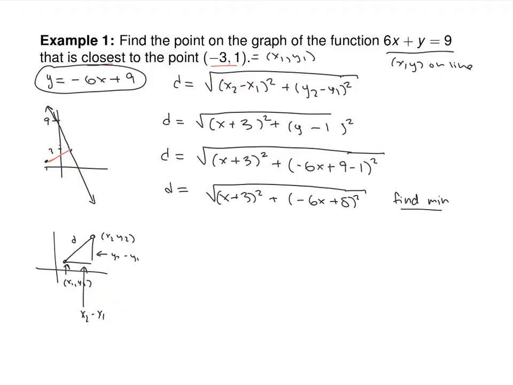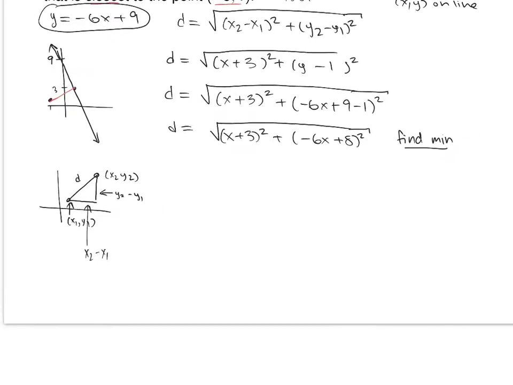And how do you find minimums and maximums? Take the first derivative. Now, before we do that, how about we take this stuff inside the root sign and expand and combine like terms? Does that make sense? But the idea is you have this equation that tells you the distance. You want to find the minimum of the distance, because that would be the closest point. Okay, so let's expand and simplify.